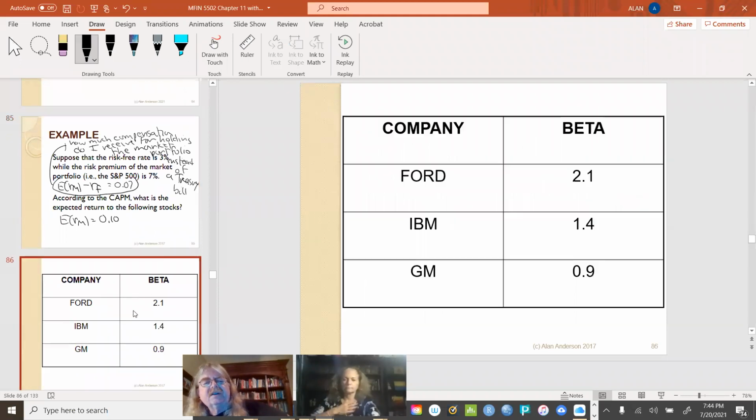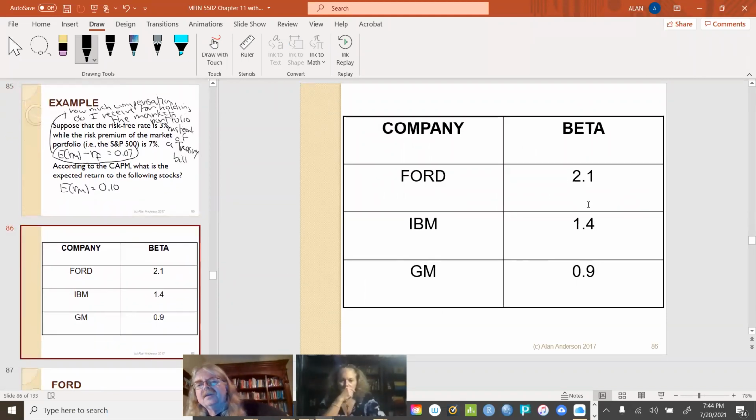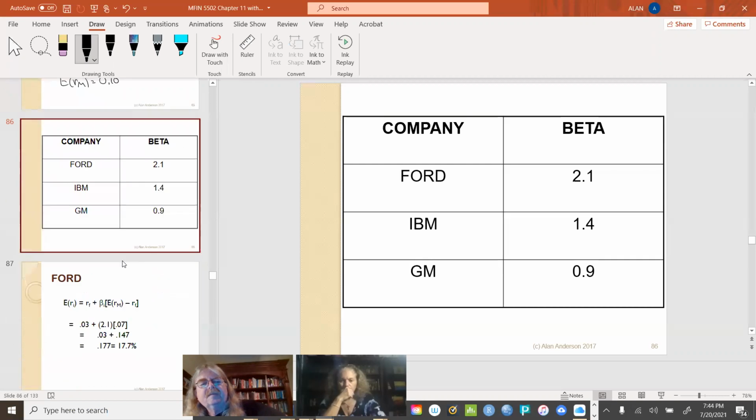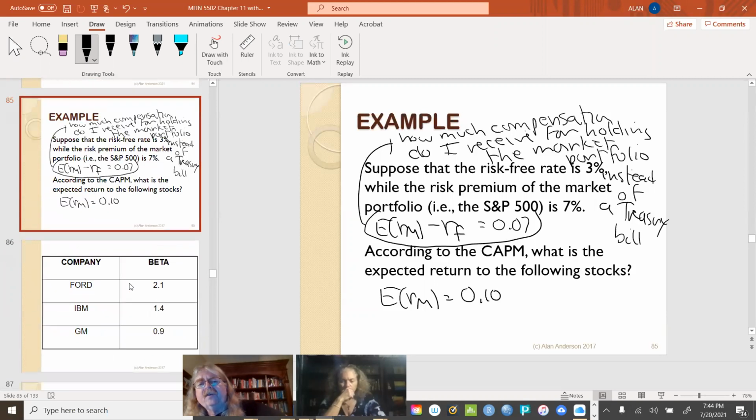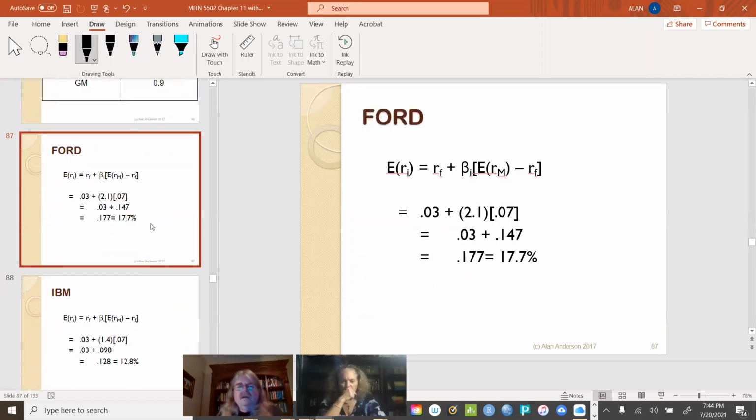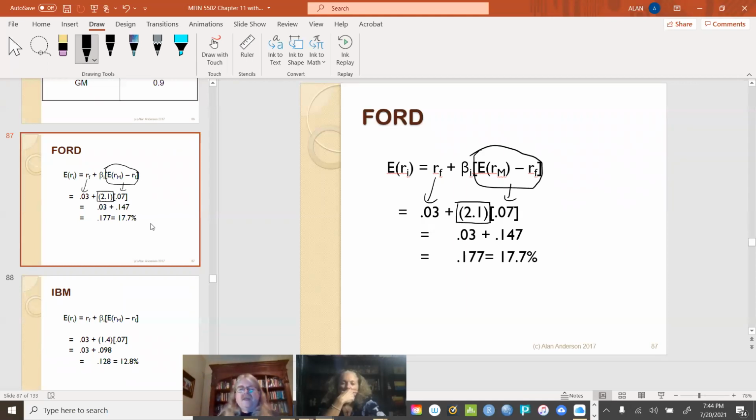All right, let's do some calculations. Now, I just made these up. These are not the right betas, but let's just say they are. Ford, IBM, GM, they have 3 different betas. And we're assuming, as it says here, the risk premium to the market portfolio is 7%, which is this entire expression. So that goes here. The risk-free rate is 3. The only thing that changes from one stock to the next is the beta. So with the Ford stock, with such a high beta, the expected return is 17.7%.